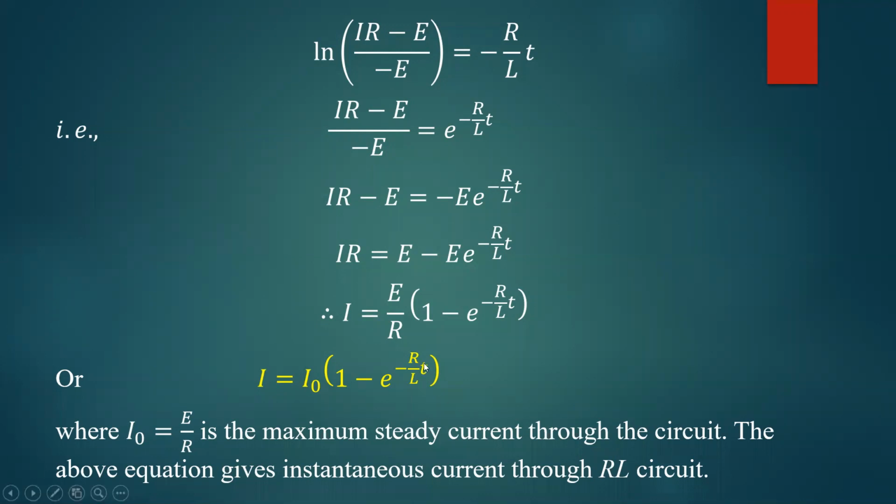Before closing the switch, when T is 0, I should be 0. When T becomes infinity, when T is very large, this will become e to the power minus infinity. E to the power minus infinity is 1 by e to the power infinity, and 1 by e to the power infinity is 0. So then I will be equal to I naught. That is, current will become maximum after a long time. So this is how the exponential growth of current is observed.